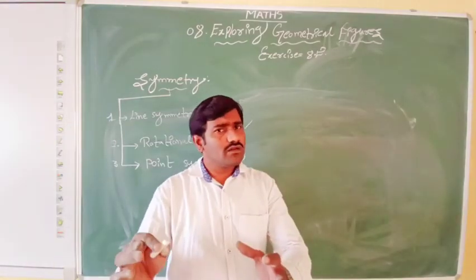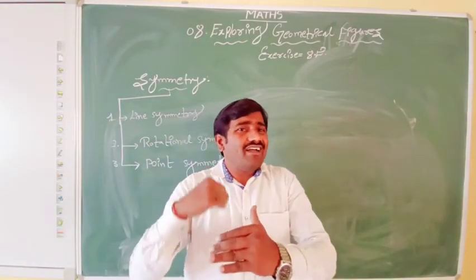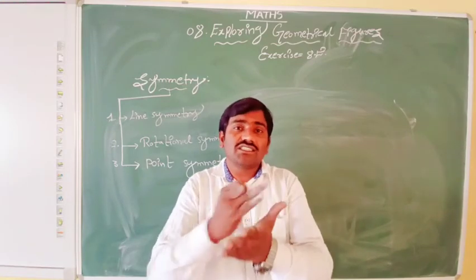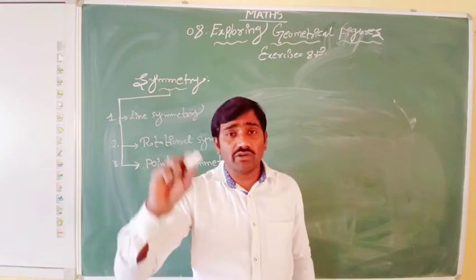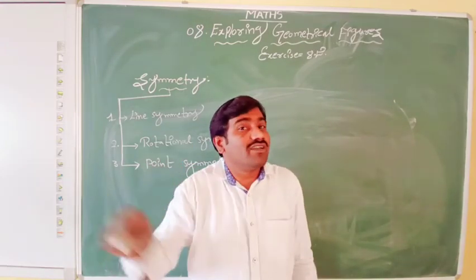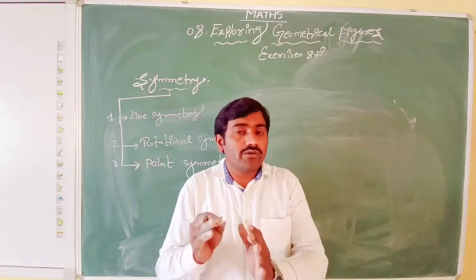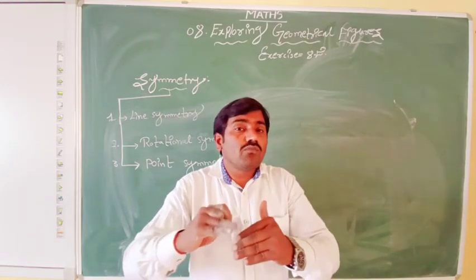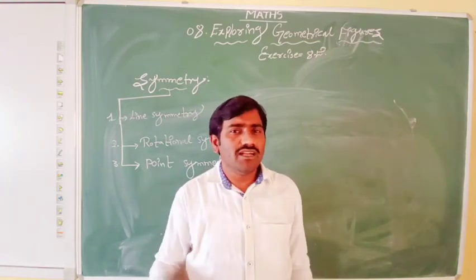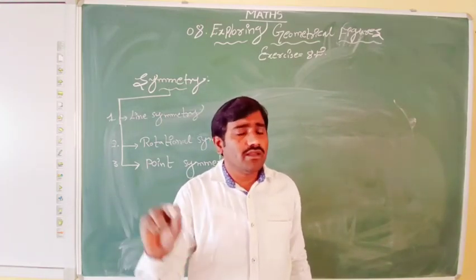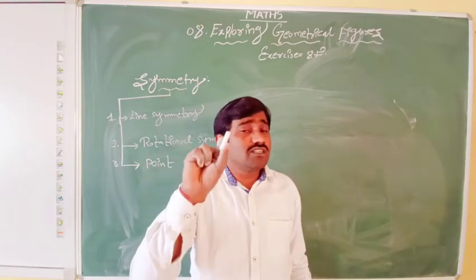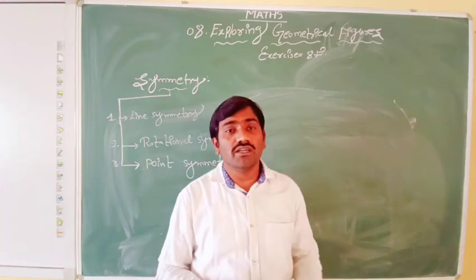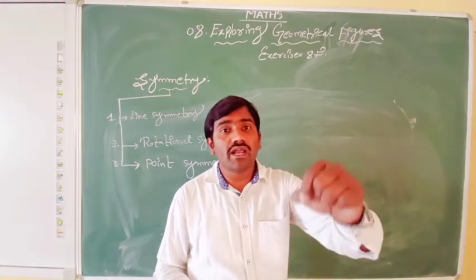There are some figures which do not have an axis of symmetry. They cannot be divided into 2 or more than 2 equal identical parts. Try to understand: there are some figures which cannot be divided into 2 or more than 2 equal identical parts, so they are not symmetrical. Okay, then there are some objects which cannot be divided into 2 or more than 2 equal identical parts, even though they are sometimes called symmetrical objects.